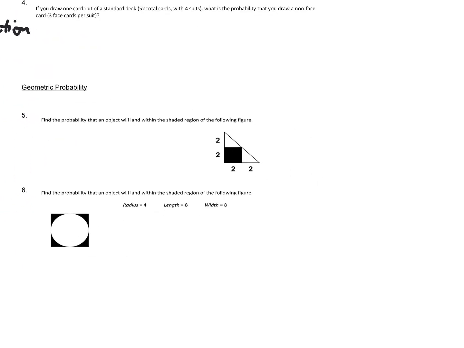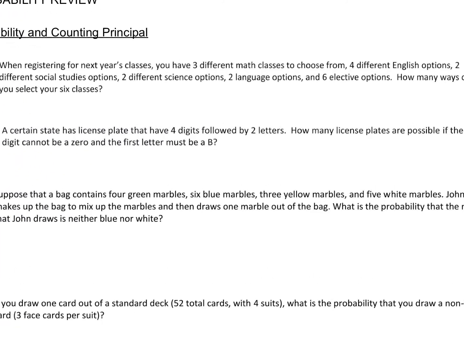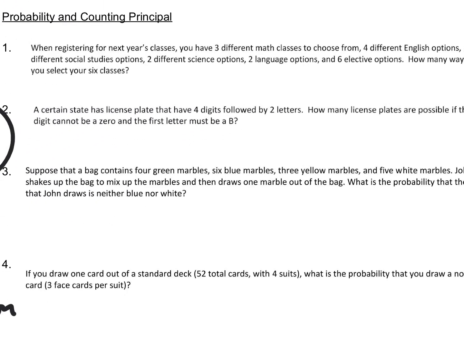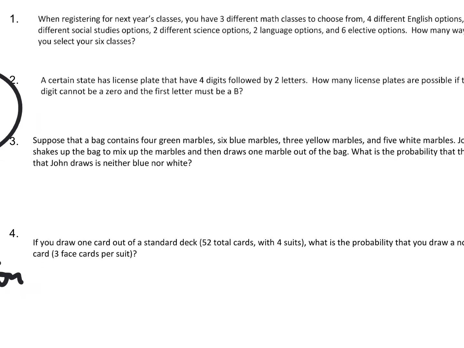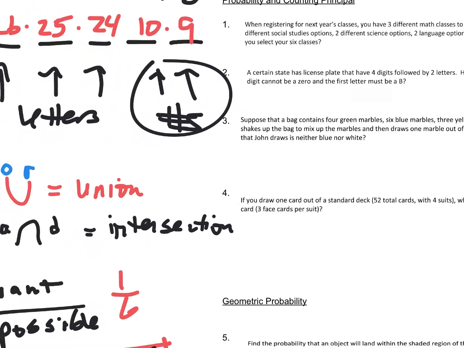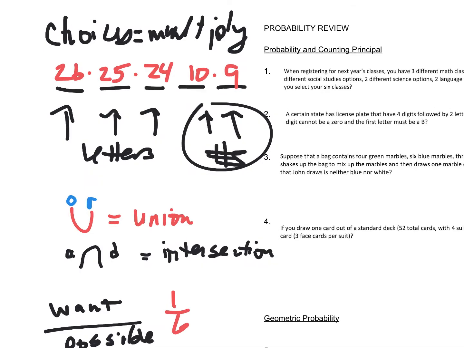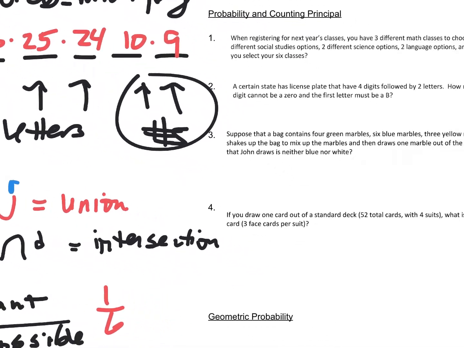Okay, so there's a review that's supposed to cover everything that you're supposed to know to be able to answer this probability review worksheet. That first one, it looks like you have a whole bunch of choices. What do you do with choices? Say it. Multiply. Good. Then they have the license plate. Ooh, we just already practiced that. It's kind of like this, except sometimes you can repeat them and sometimes you can't.